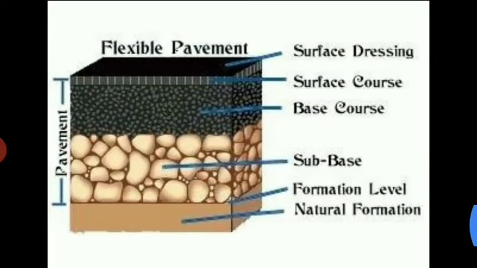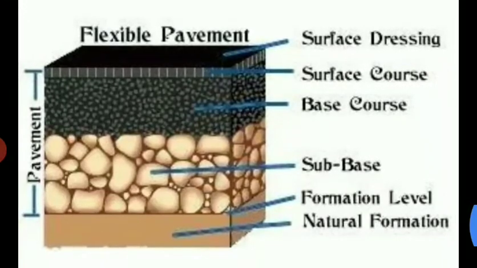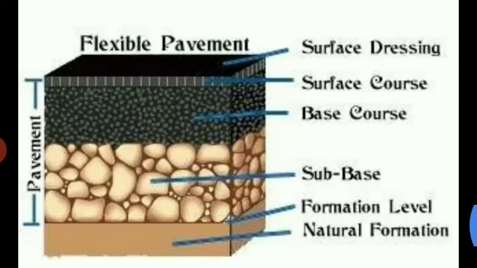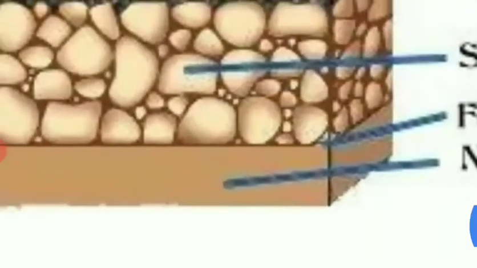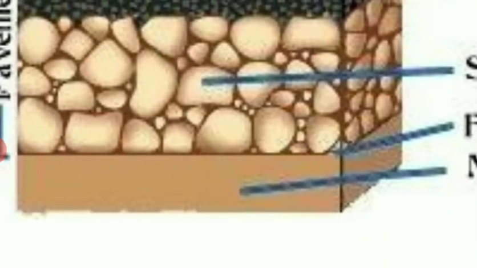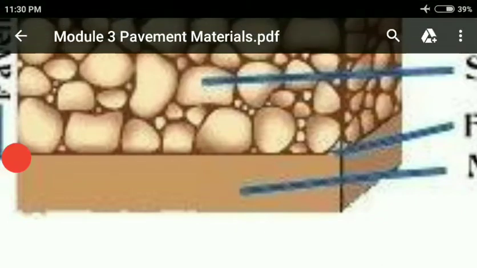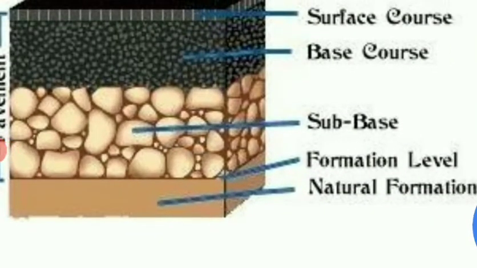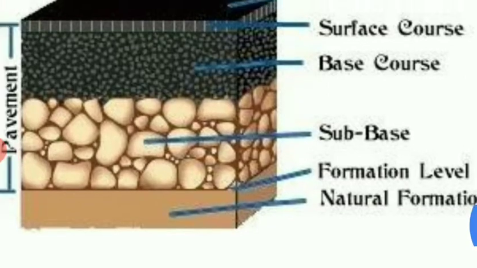So here you can see the cross sectional view of this flexible pavement. At the bottommost layer you can see the natural formation that is made up of the natural subgrade. This is at the bottom layer, and it will be the bottommost first layer of a particular flexible pavement. Then on top of this you can see the formation level, which should be level in its surface, and again on top of that you can see the sub base, right?